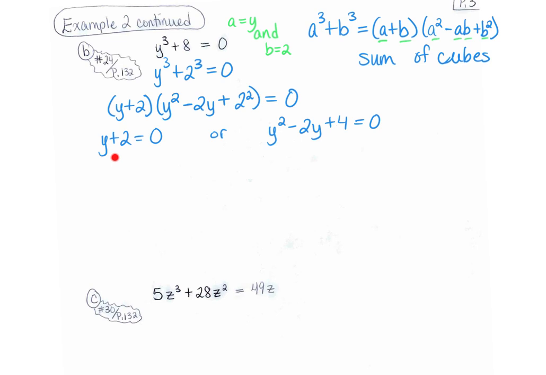So then we have y plus 2 equals 0, or we have y squared minus 2y plus 4 equals 0. Here, what do we do to both sides? Subtract 2 to get y equals negative 2. Good. Does that look like negative 2? Okay. So then over here you have y squared minus 2y plus 4 equals 0.